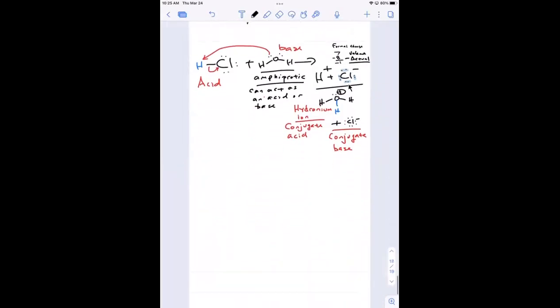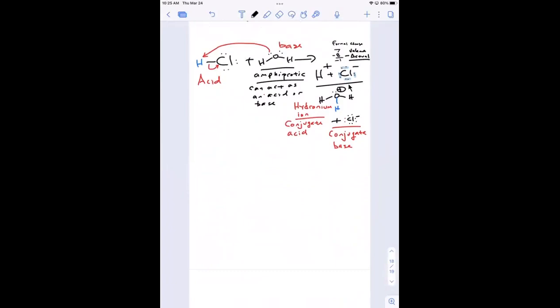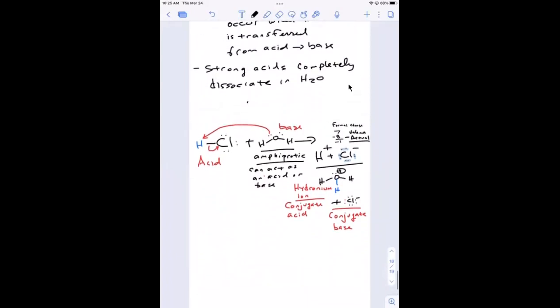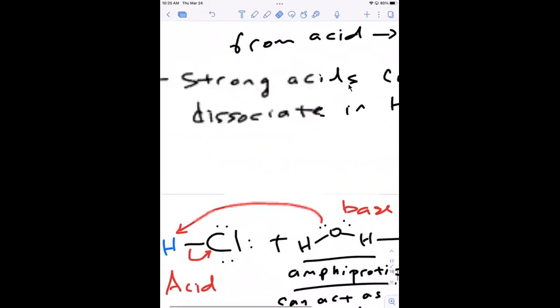All right, so that's a basic acid-base reaction where you have an acid and a base. In this case, it's water acting as a base, and that's going to give you a conjugate acid, which is the hydronium ion that I have shown, H3O+, and the conjugate base, which is Cl minus. So when you have a strong acid, it's going to dissociate in water completely. When you have a weak acid, it only dissociates partially. So let me put that up here.